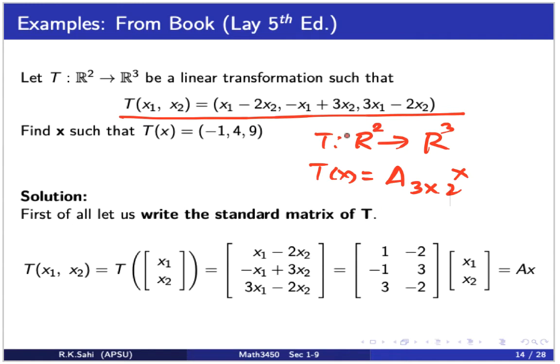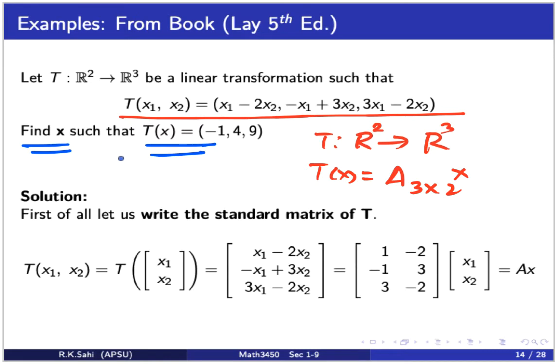So that's when you are given this. Make sure that you can make the connections in seconds. It takes time, but after a few practices it will be very easy for you. Now the question is, find the vector x such that Tx equals -1, 4, and 9.